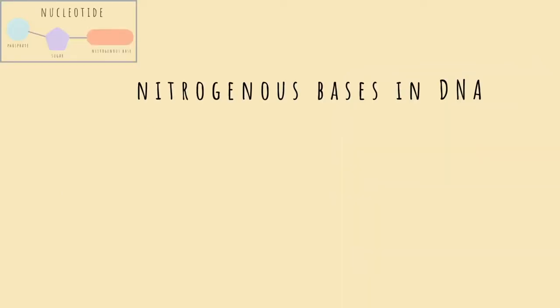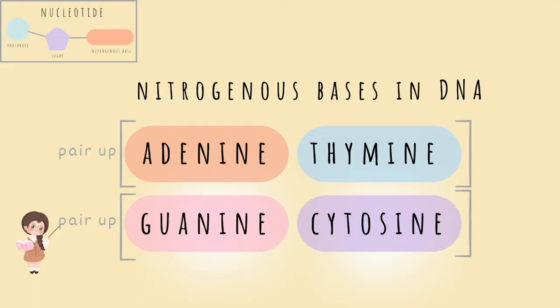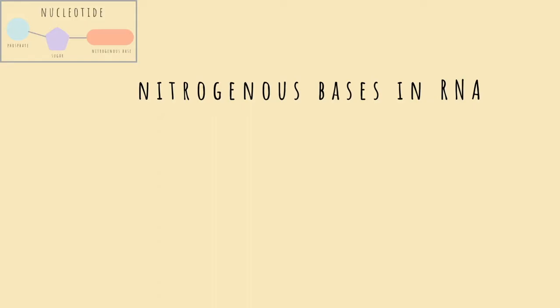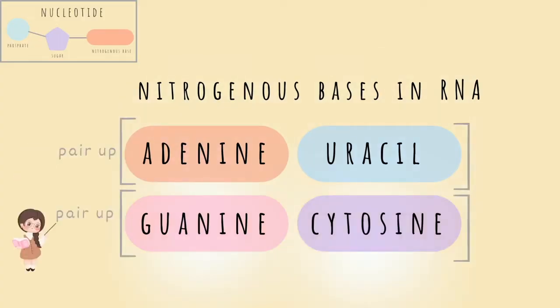The nitrogenous bases in DNA are adenine, thymine, guanine, and cytosine. Adenine and thymine pair up, as do guanine and cytosine. These pairs are referred to as a base pair. The nitrogenous bases in RNA are the same with one exception. We have adenine, uracil, guanine, and cytosine. Adenine and uracil pair up, as do guanine and cytosine.